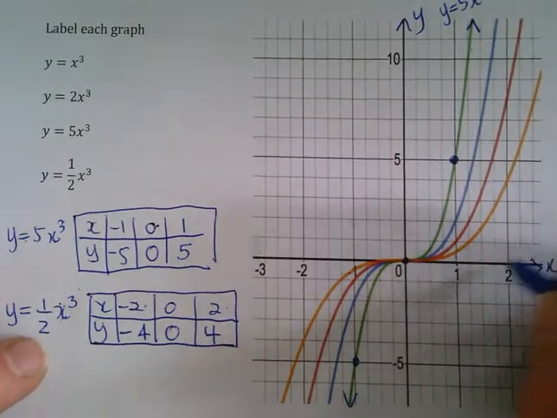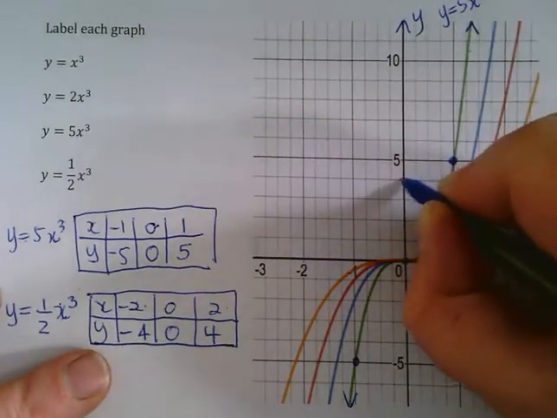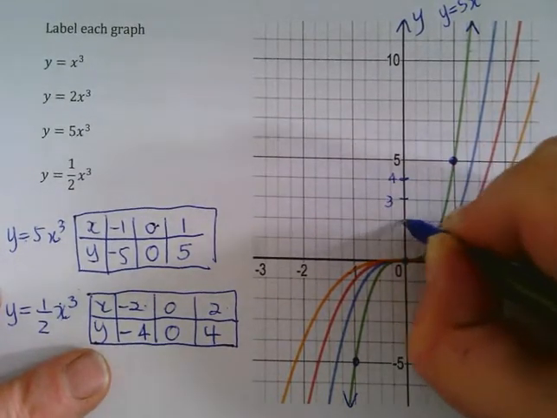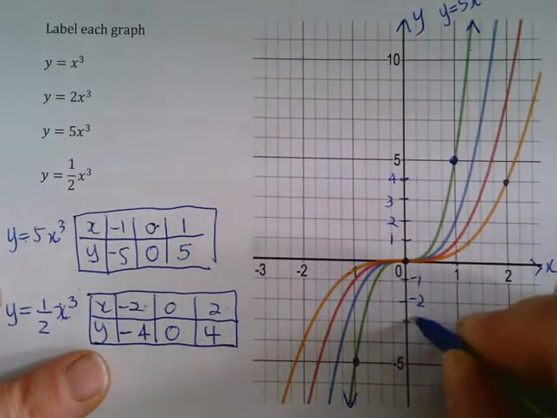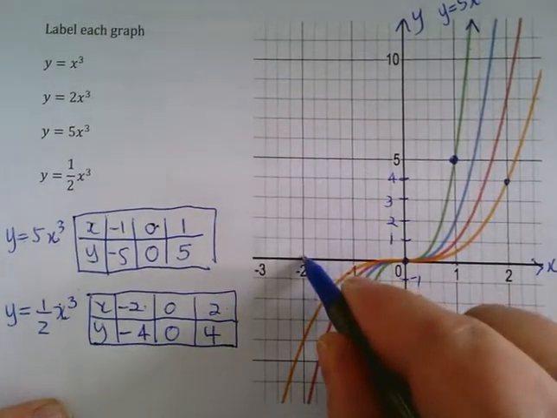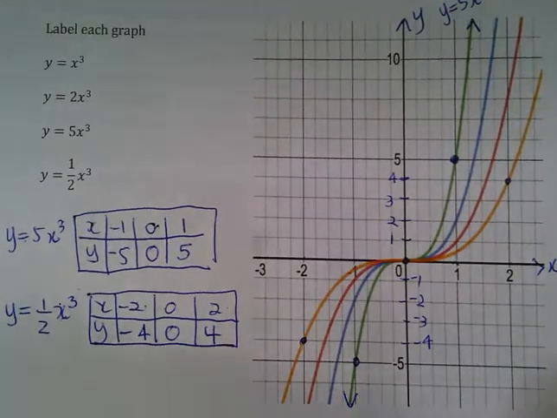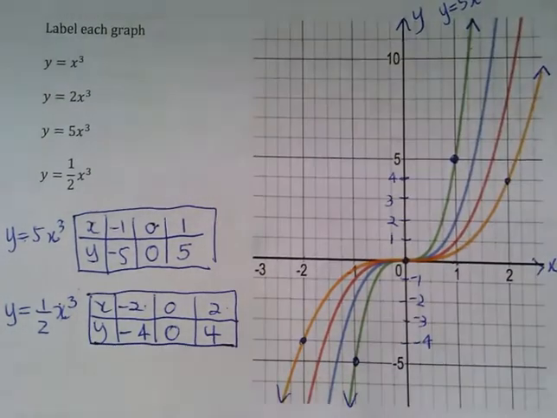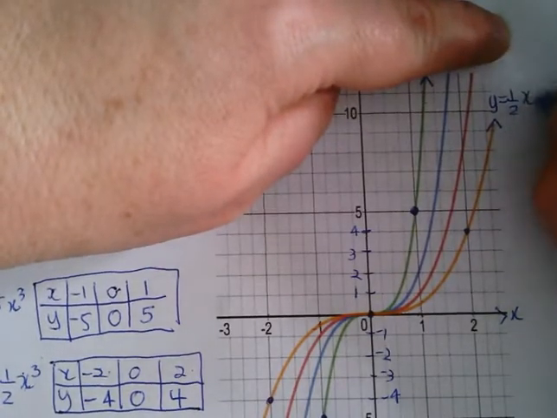We've got the points 0, 0, 2, 4. You've got to look at the scale, girls. And I don't have each point drawn here. Negative 1, negative 2. It's red, blue, green. Negative 4, negative 5. And then I've got negative 2, negative 4. Are we good with that? So the yellow curve is y equals a half x cubed.